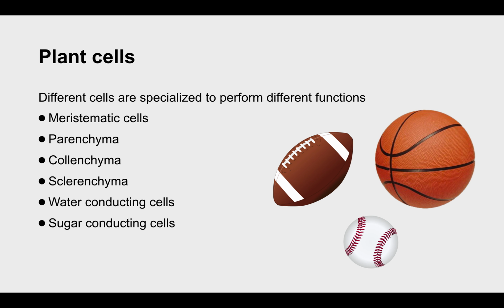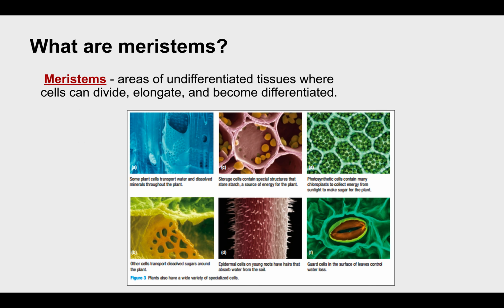So we're going to talk about meristematic cells. We're going to talk about parenchyma, sclerenchyma, and collenchyma. We're also going to talk about water-conducting cells and sugar-conducting cells. But we're going to start with these meristems. So meristems are going to be regions of the plant where the cells don't quite yet have a specialized function. Right? So it's going to be an area of undifferentiated tissue, meaning that the tissue doesn't have a function. The cells yet don't have a function. Instead, in this area of the plant, these cells are going to be actively dividing and producing more cells.